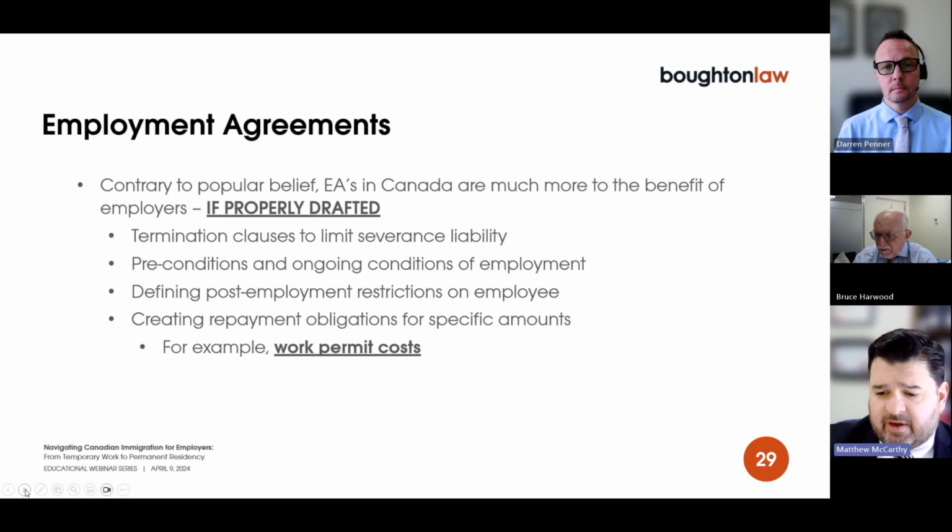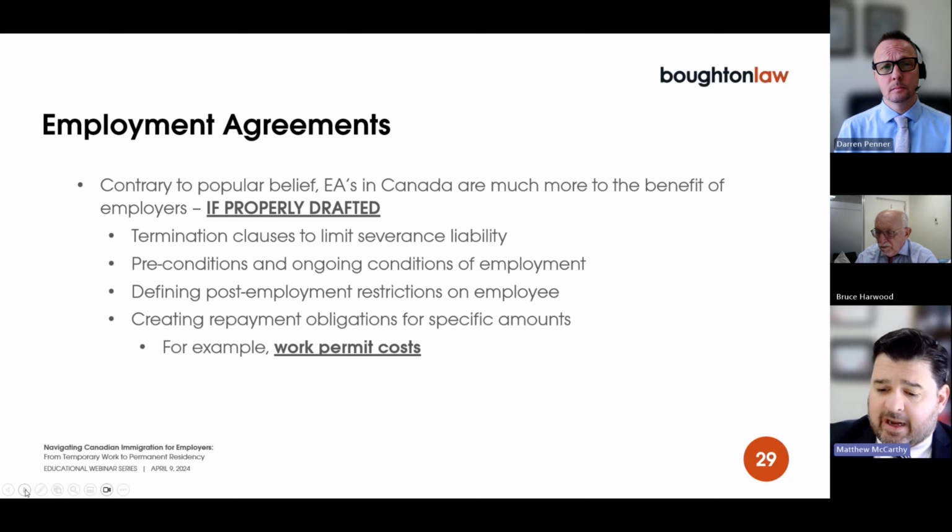And then particularly for, I think, employers looking to employ foreign workers, creating repayment obligations for specific issues like work permits. So if in your contract it specifies that a work permit may be deemed a forgivable loan, i.e. an amount that's repayable if certain conditions aren't met, if you fail to work for a certain period of time or something like that.